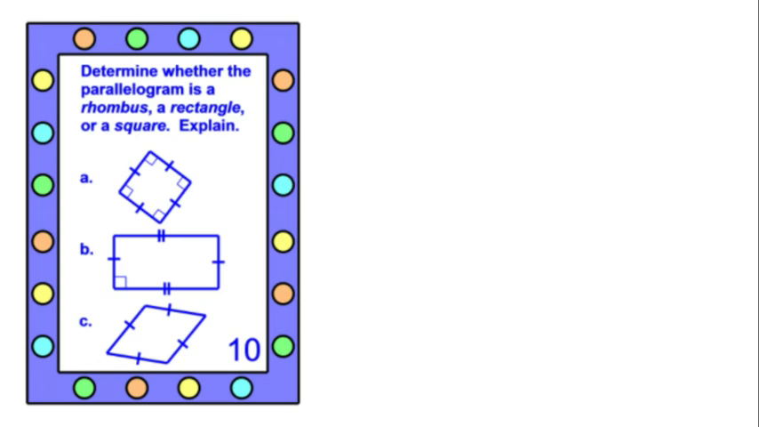Determine whether the parallelogram is a rhombus, a rectangle, or a square. Explain. Now I'm going to tell you, I actually went a step further than that, and I just said this is a quadrilateral. So I actually proved it was a parallelogram as my first step, because a lot of times that is what you are asked to do. So let's start with letter A and take a look at what is marked.